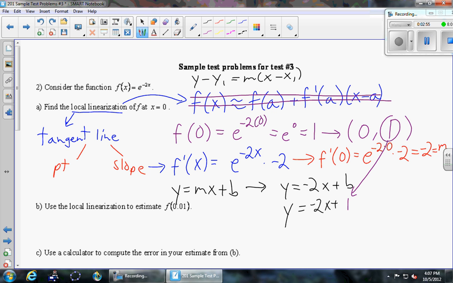So the local linearization here is negative 2x plus 1. So what that means is that our function, e to the negative 2x, is roughly given by negative 2x plus 1 for x near 0.